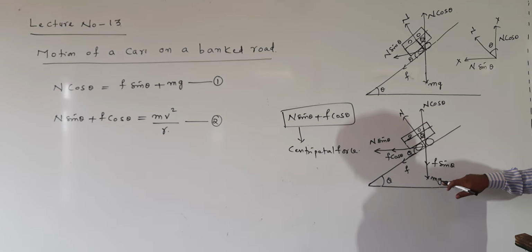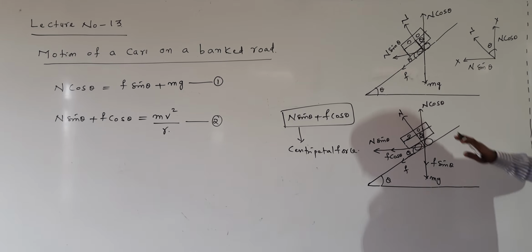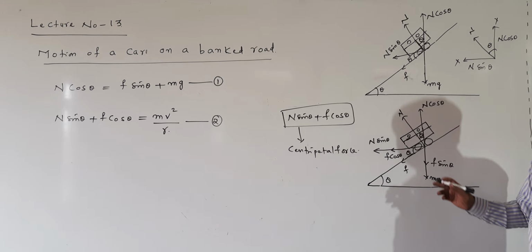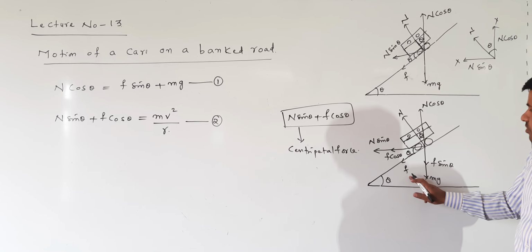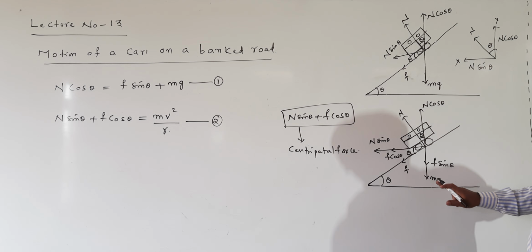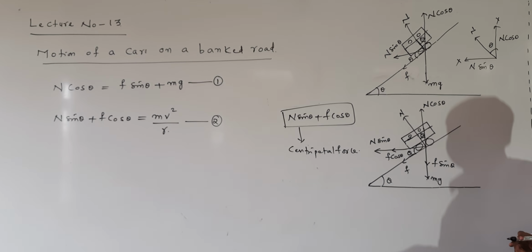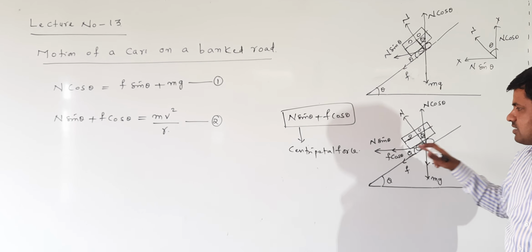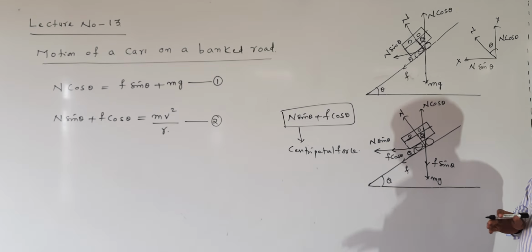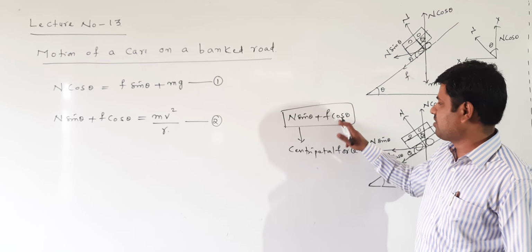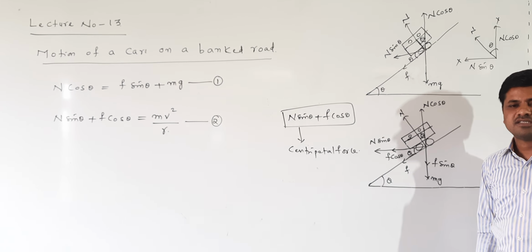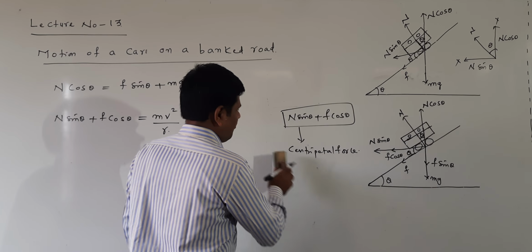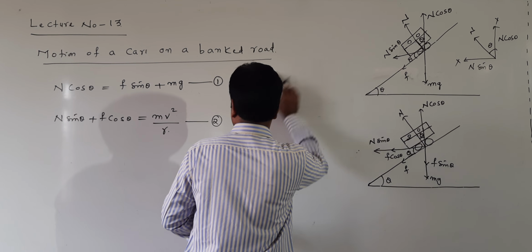Here f sin theta plus mg is balanced by N cos theta, because upward forces are balanced by the total downward forces. Now similarly friction is divided into two components: one is f cos theta, another one is f sin theta. So N sin theta plus f cos theta is always acting towards the center of the circular road. This gives the centripetal force. From this we are writing the two equations.